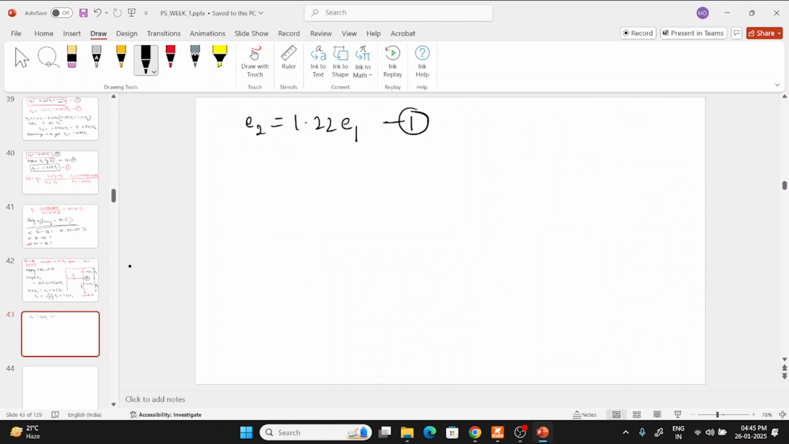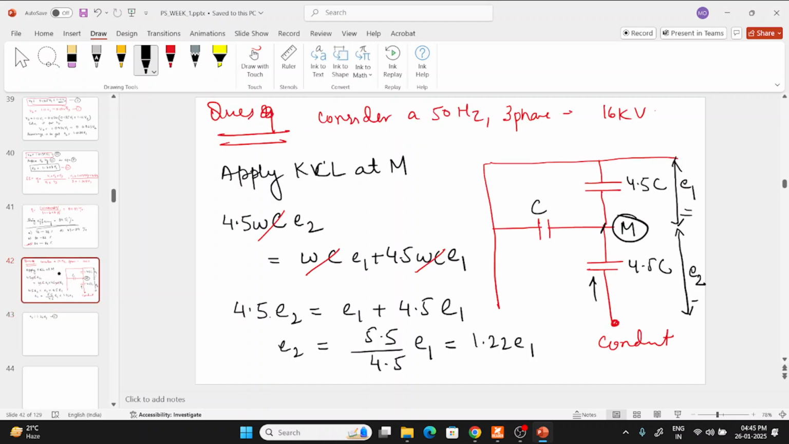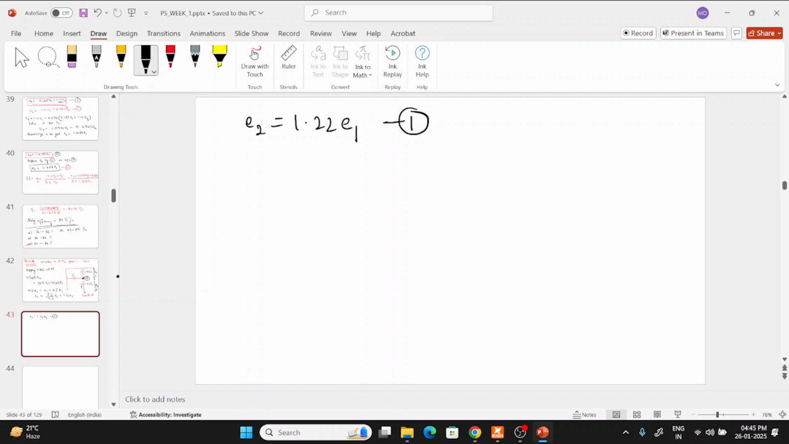This is equation 1. But the problem is we have to find the value of E1 and E2, and there is only one equation, with no other equation given, because we cannot apply another KCL at any point, since the common point is this. So basically, in the question it is given as 16 kilovolt. So E1 plus E2 will be equal to 16 divided by root 3, which is 9.2376. Okay, this will become the second equation.